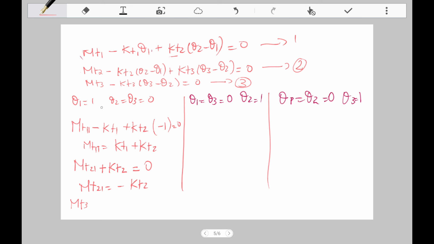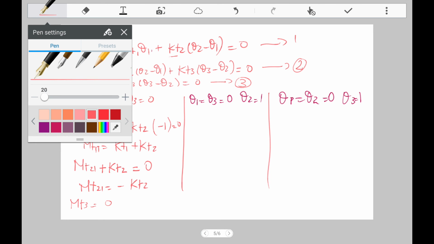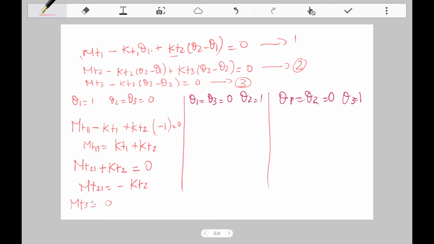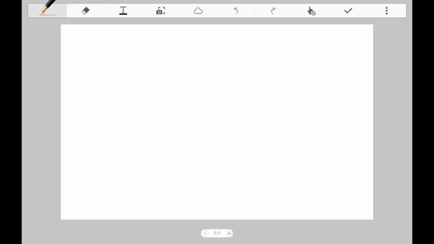MT3 here is basically going to be equal to 0, because theta 3 is equal to theta 2, which is equal to 0. Let's do the next one here. Actually, let's fill out the matrix as we go along, and make it big and nice. KT1 plus KT2 is going to be our first entry in the matrix. This is going to be negative KT2, and that's going to be a 0 there.